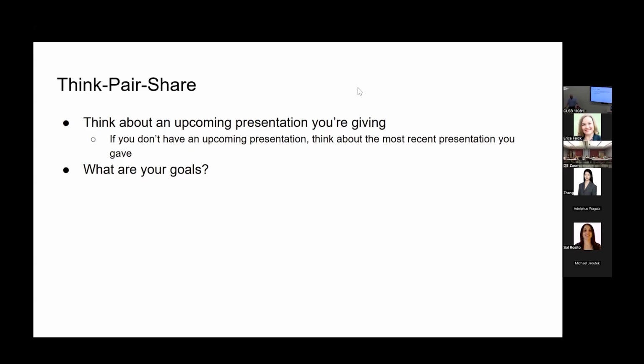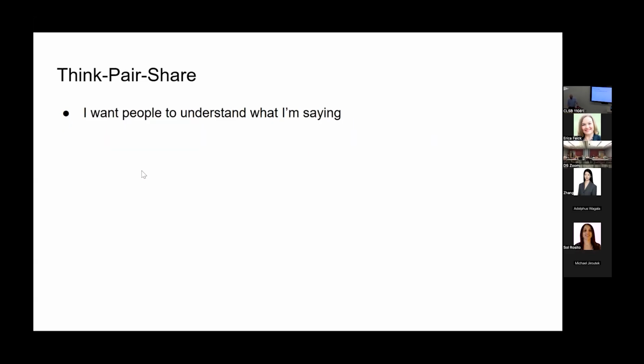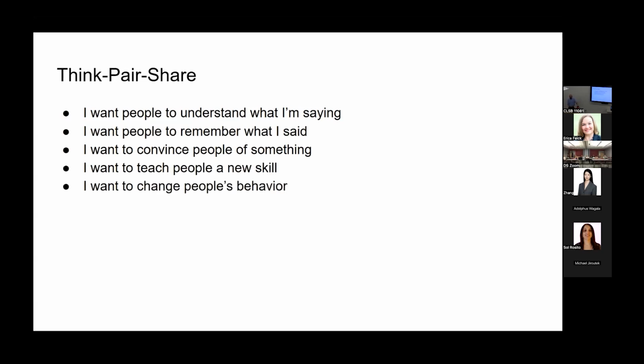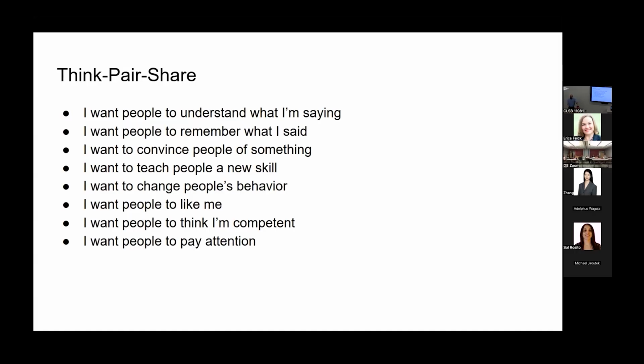Okay, so not knowing what you were going to say, I made a list of some possible goals. Just to go through some of those, you might want people to understand what you're saying. You might want people to remember what you said. You might want to convince people of something, so make some kind of an argument, teach people a new skill, change people's behavior. That's a tricky one. You might want people to like you or to think that you're competent, even if that's not an explicit goal. It might be something sort of underlying what you're doing when you're presenting. You might want people to pay attention.